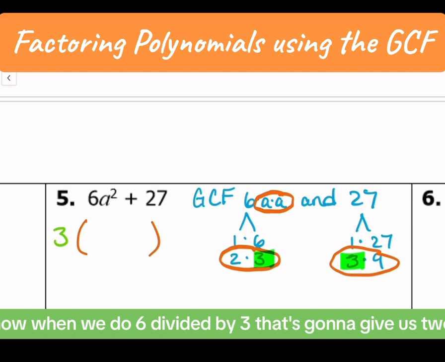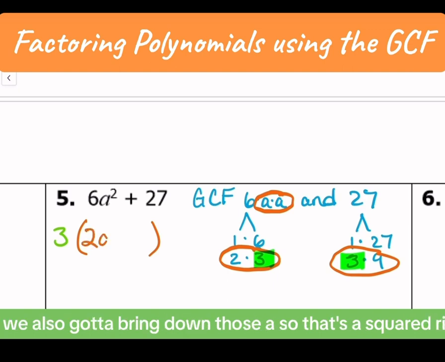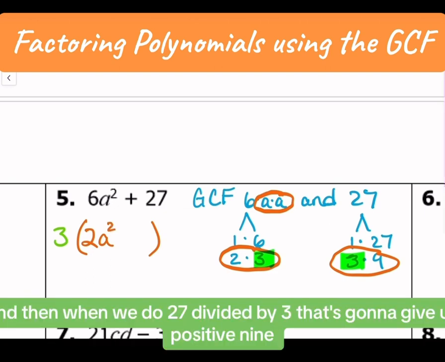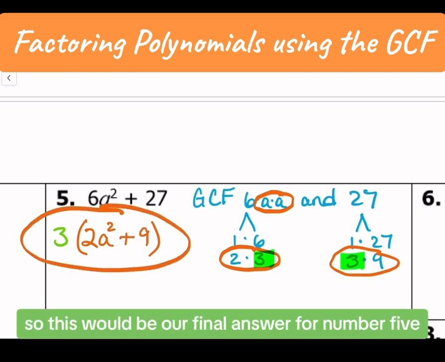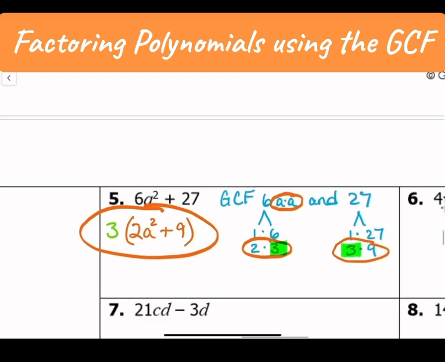Now, when we do 6 divided by 3, that's going to give us 2, but we also got to bring down those a's. So that's a squared, right? Because it was 2 of them. And then when we do 27 divided by 3, that's going to give us positive 9. So this would be our final answer for number 5.